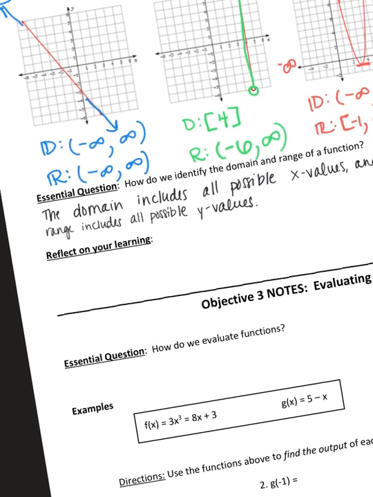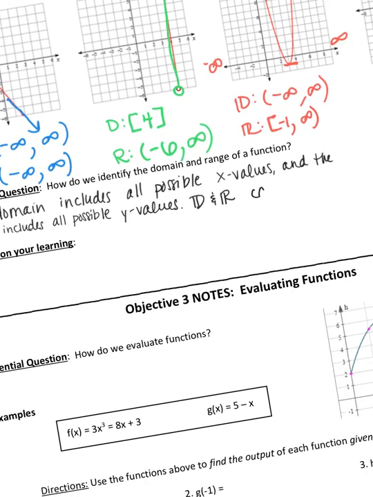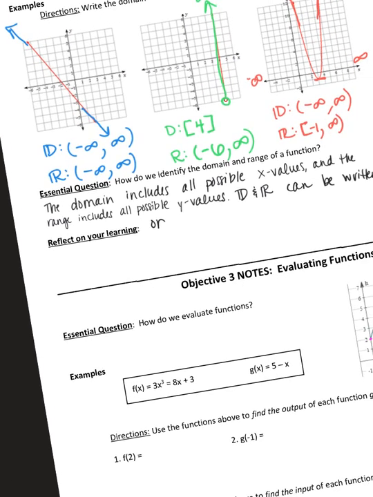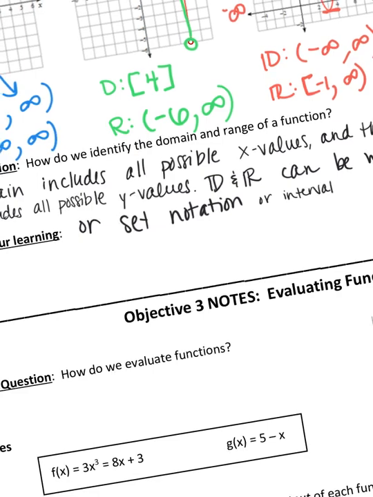Okay, and then remember that it can be written as domain and range. So there's the symbols for it, the notation can be written in set notation or interval notation, and that is dependent on what the context of the problem is. So set notation is for a finite number of points where you know exactly what the numbers are, and then interval notation is used for infinite relations.